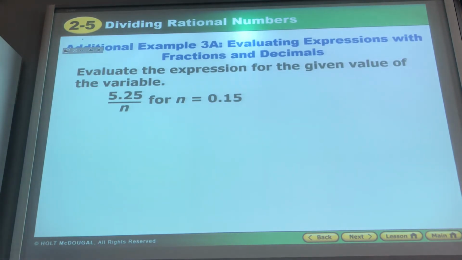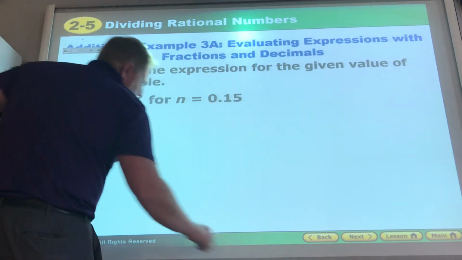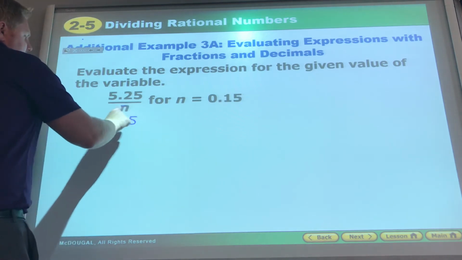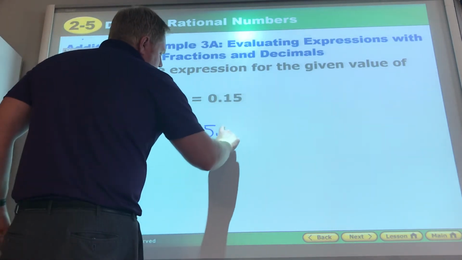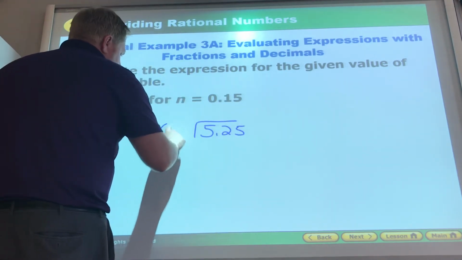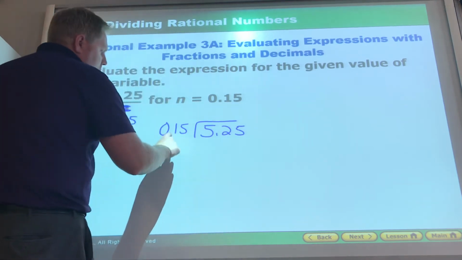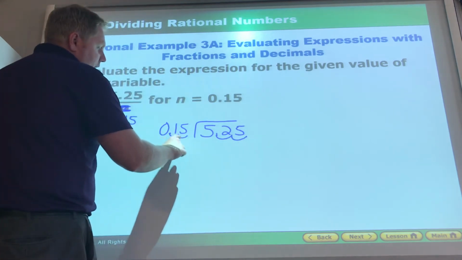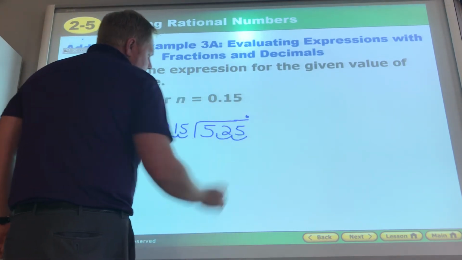Evaluate the expression. Literally, they're telling you to put 0.15. When it is written like this, the top number, 5.25, is inside the house. 0.15, the numerator or denominator is outside the house. I want a 15, 1, 2. 1, 2, I multiplied by 100 and multiplied by 100, taking the shortcut method.